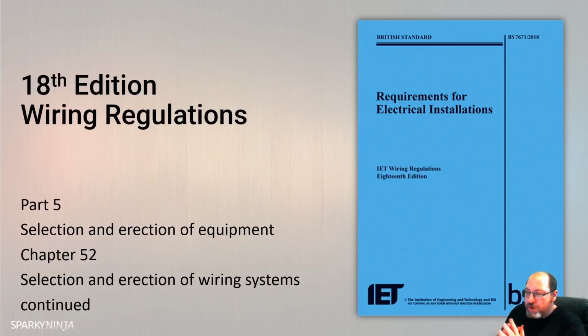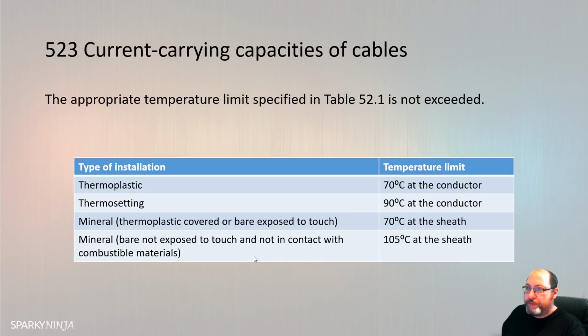Right. So 523.1, the current including any harmonic current. Harmonic currents we discussed a few videos ago, where we talked about the potential harmonic content with non-linear loads and things like that. To be carried by any conductor for sustained periods during normal operation shall be such that the appropriate temperature limit specified in Table 52.1 is not exceeded. So normal operation: a thermoplastic cable, typically 70 degrees at the conductor. Thermosetting, 90 degrees at the conductor.